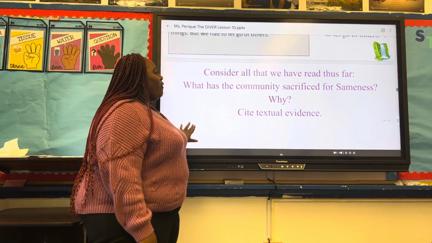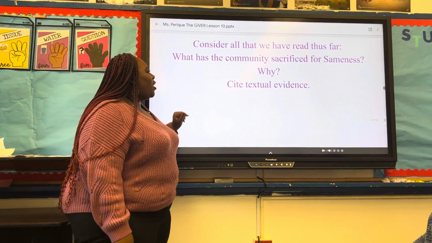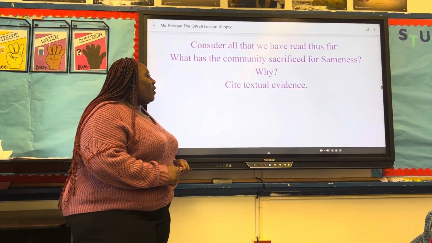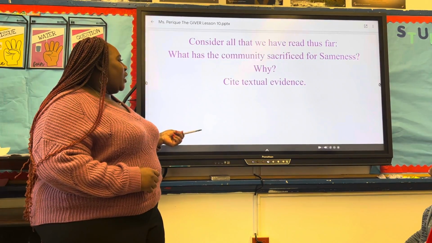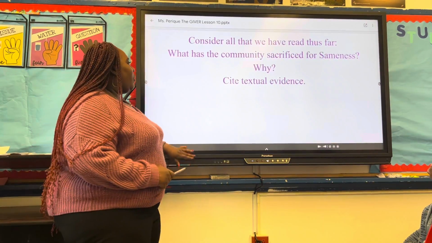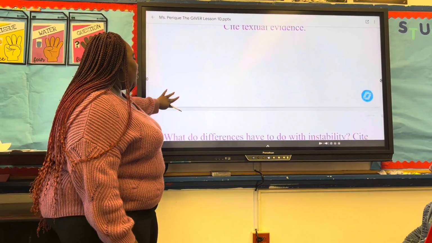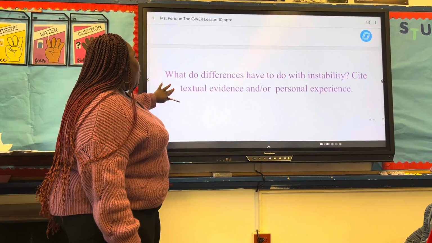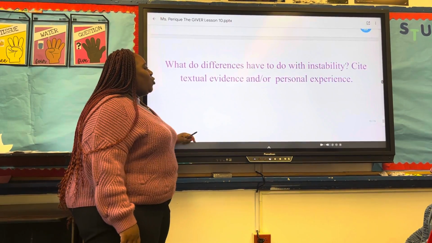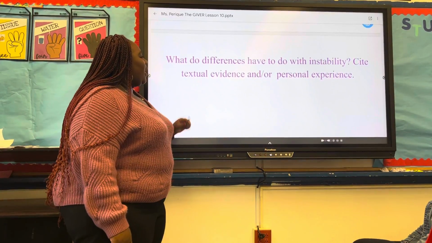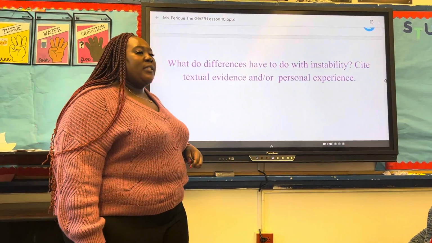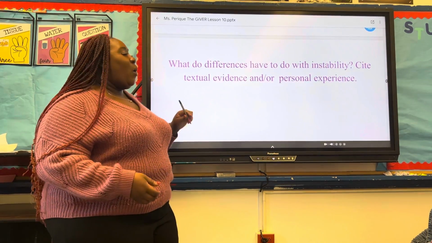Consider all that we have read thus far. What has the community sacrificed for sameness and why? And I want you to cite your textual evidence. That's what you're going to write your P paragraph about. But before we go into the P paragraph, because that's going to be your exit ticket, what do differences have to do with instability? And you're going to cite your evidence and or personal experience. Your P paragraph is going to be on both of those.